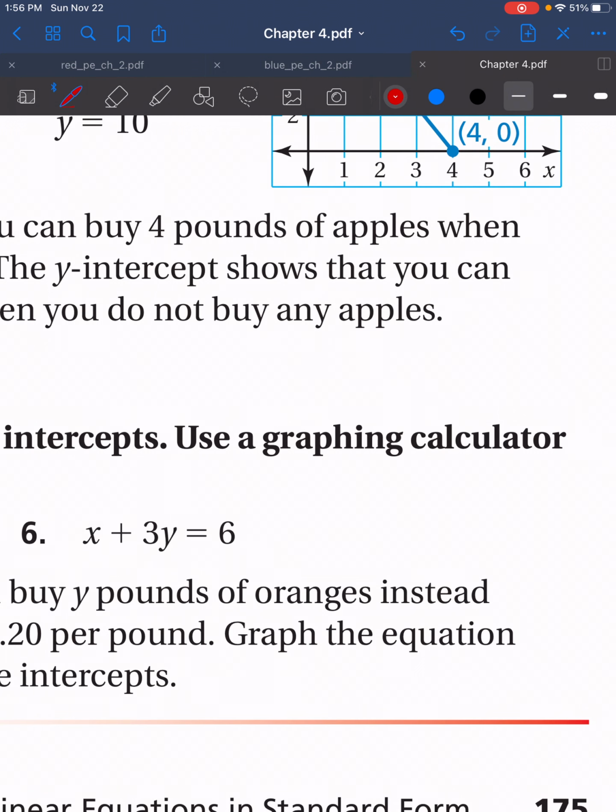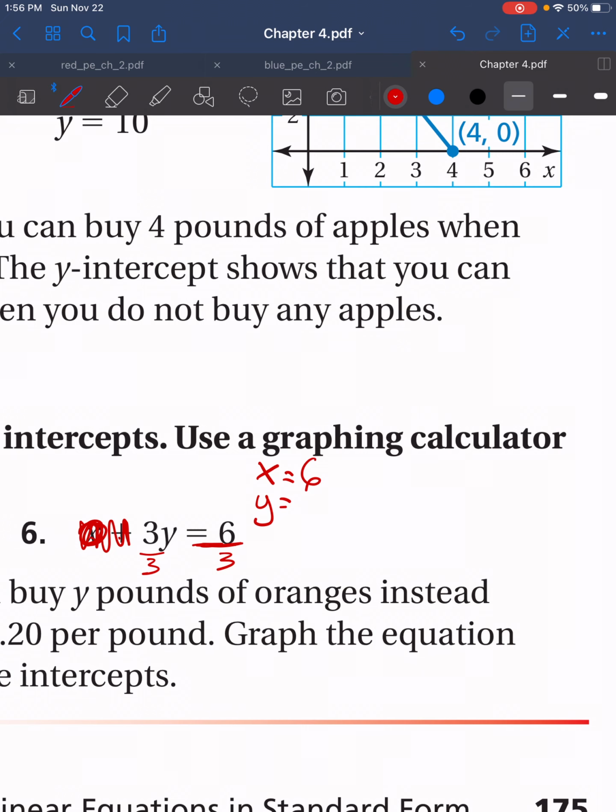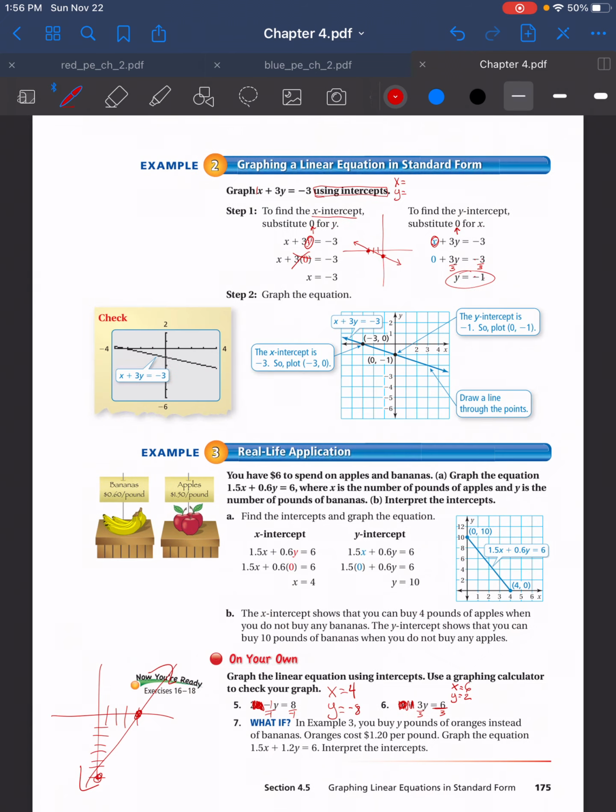All right, let's do the same thing. Find me the x-intercept and the y-intercept. To find the x-intercept, we put a 0 in for y. 3 times 0 is 0. I'm left with x equals 6. That's easy. Okay, now let's go find the y-intercept. Plug a 0 in for x. 0 plus, no, that's gone. 3y equals 6. Divide by 3, divide by 3. Y equals 2. How easy is this?